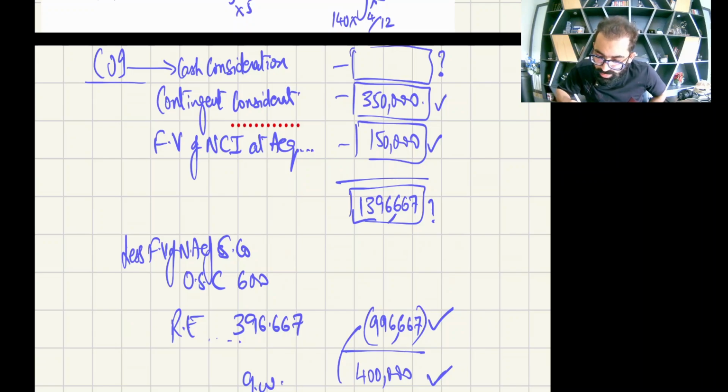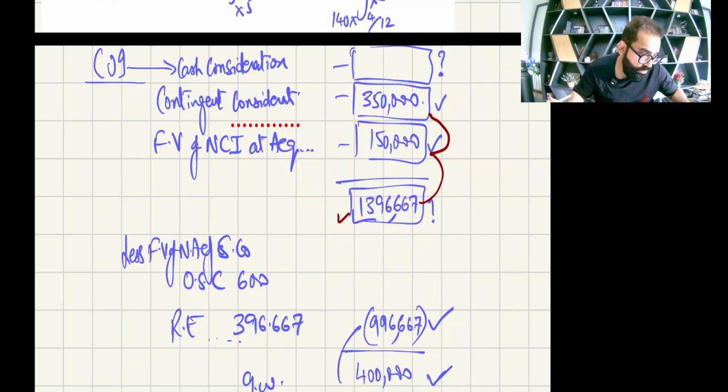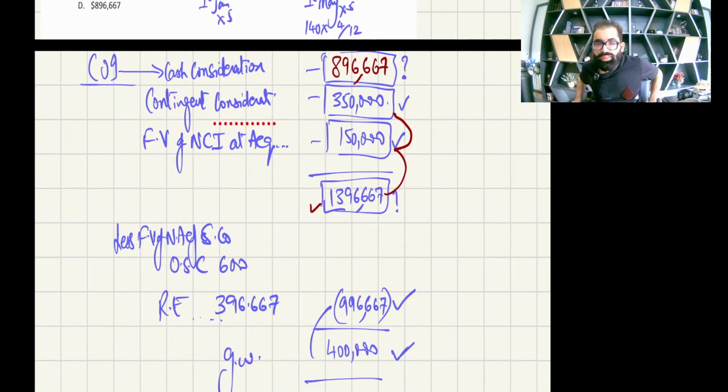If you add the first three you will get this. So now from this total subtract this and this. From this total, you are doing reverse working. From this total subtract the above two. So 1,396,667 minus, it will be 896,667. This is your cash consideration. Your cash consideration is 896,667. Not a difficult question. Simple reverse working question.